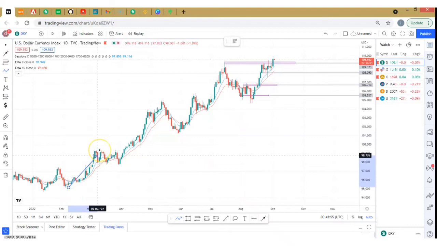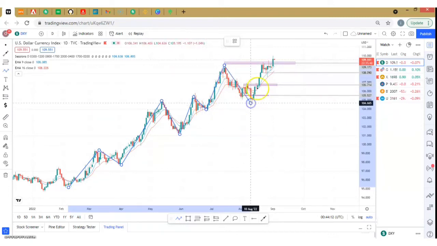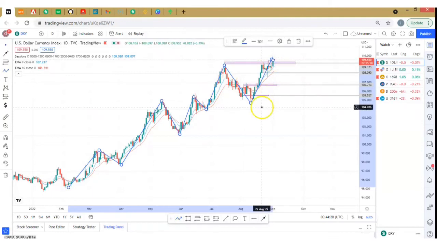So guess what, guys? Look what this is. This is a higher high. This is a higher low. This is a higher high. This is a higher low. And this is also a higher high. So guys, the market moves like this. There is no other way this market can move. Trust me, this is how the market moves. You think I'm lying? Go check it by yourself. Go test it by yourself.